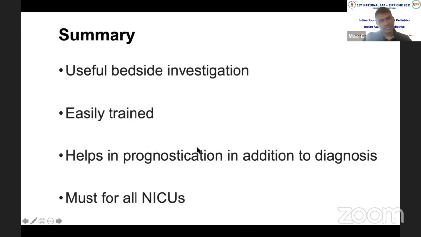So in summary, ultrasound is a very useful bedside investigation, and it can be easily taught. All the trainee neonatologists are trained to do a basic ultrasound to pick up an IVH or a white matter injury, or in HIEs, Dopplers. It's very easy to prognosticate based on that. It gives a lot of useful information, and it is a must for all NICUs.